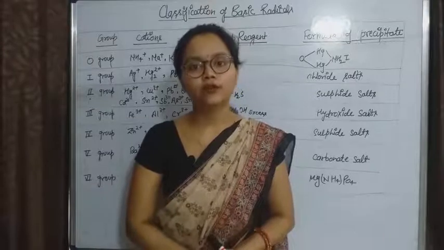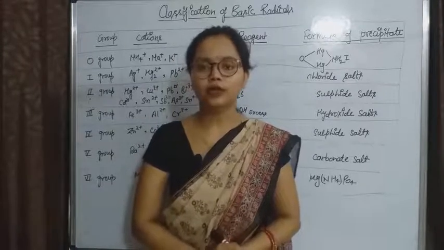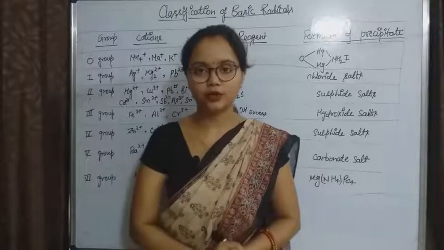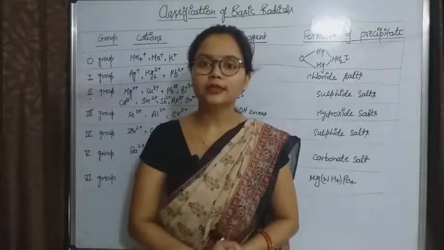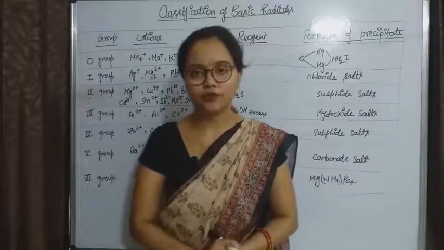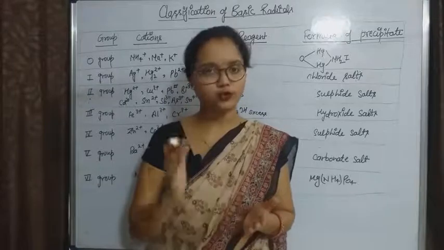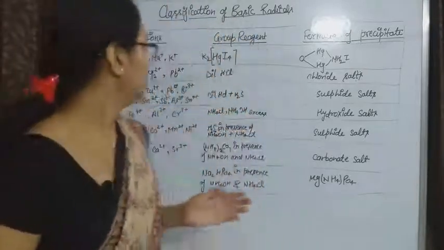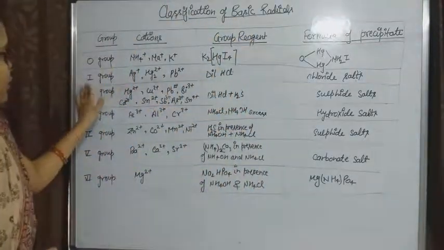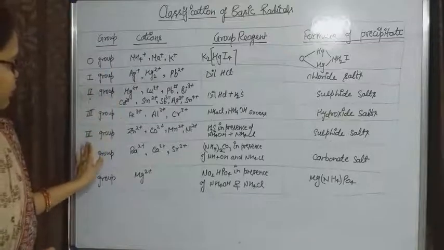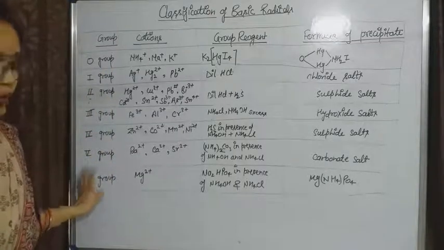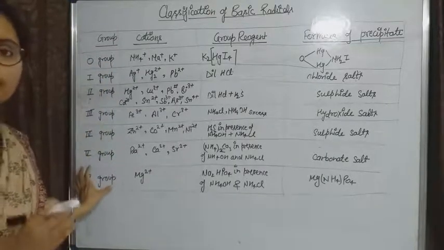Dear children, in our today's video, we will talk about the classification of basic radicals. Basic radicals are classified into 7 groups, from 0 group to 6 group. Here I have shown the groups: 0 group, first group, second group, third group, fourth group, fifth group and sixth group. So these are the groups in which cations are present.